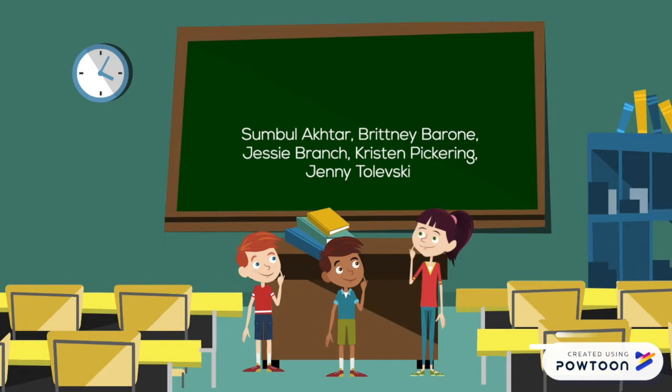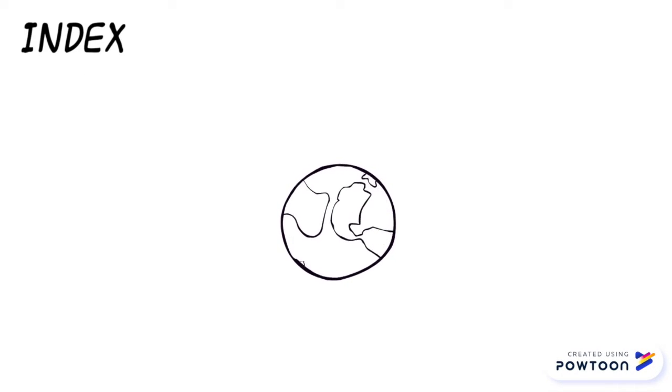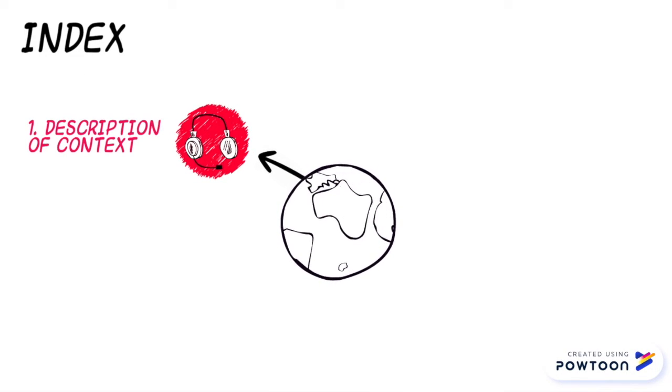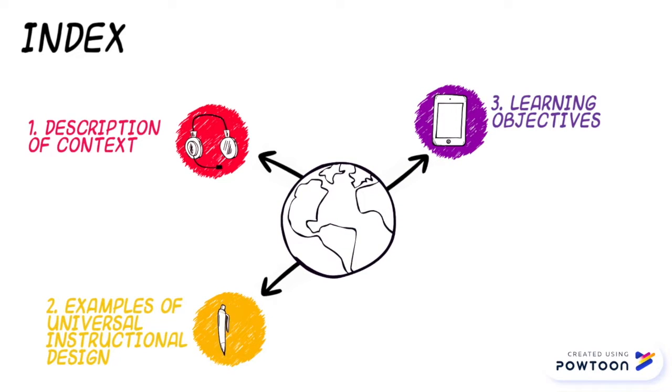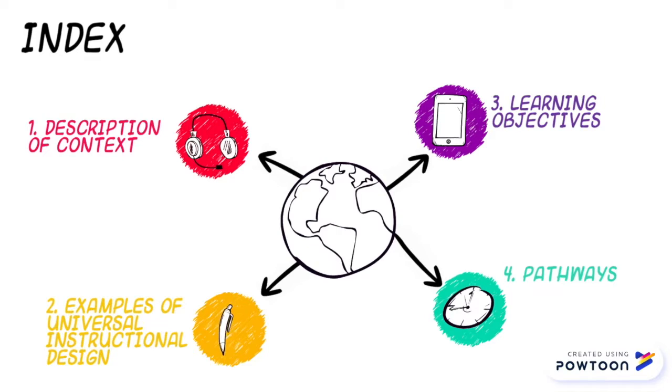Welcome to our group storyboard. Read with me, ABC. Throughout the storyboard, we will go over the description of context, go over some examples of universal instructional design, discuss learning objectives, and then finish with pathways.